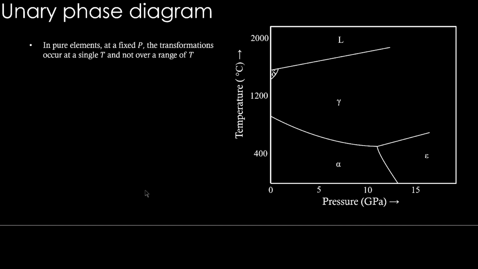So in pure elements, at a fixed pressure, the transformations occur at a single temperature and not over a range of temperature. If you see, all these temperatures are single temperatures at which the transformations happen. Yeah, so this is the case in pure metals. When we go to binary and other higher order systems, this will not be true.